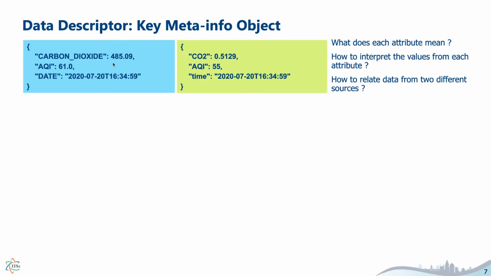Now, what does each attribute mean? How to interpret values from each attribute, and how to relate data from two different sources? These are some of the questions that a data consumer will be faced with. This is where JSON-LD comes to the rescue.